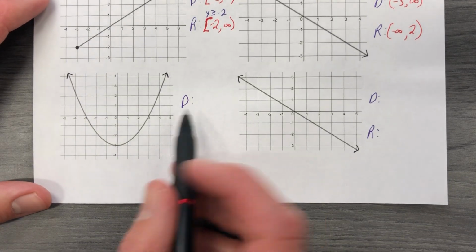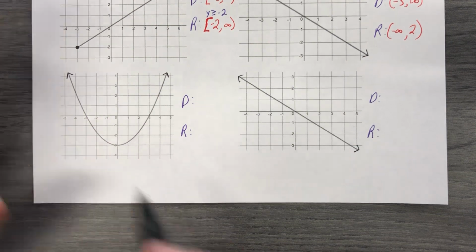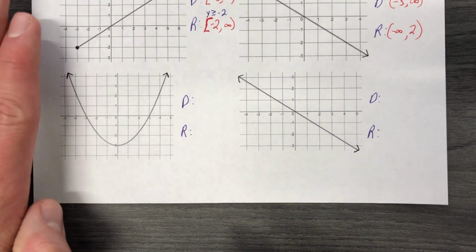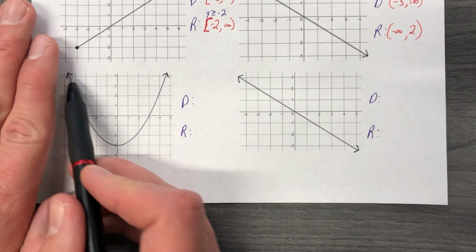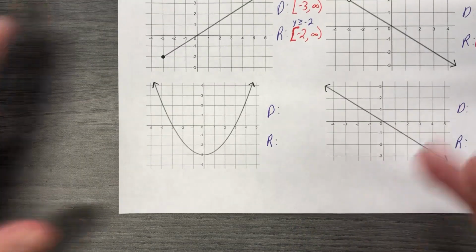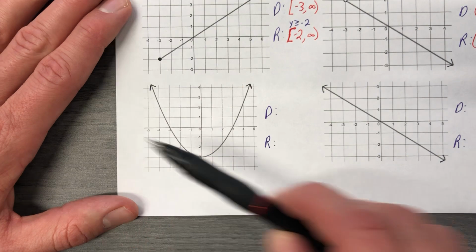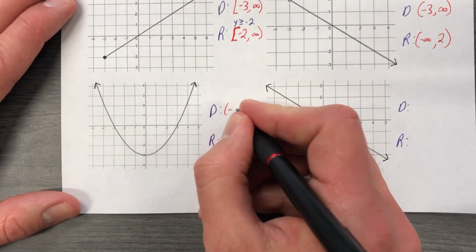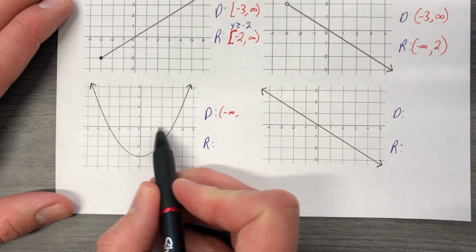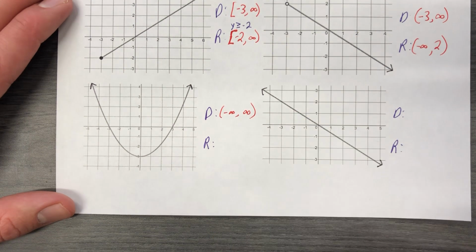Okay, domain on this next one. How far to the left do I go? Like if I was to start this and be like, oh, it starts at, no, it doesn't start here. It started way back at negative infinity because this thing moves all the way to the left. It goes up pretty high, pretty fast. But yeah, negative infinity and goes all the way to the right to positive infinity.